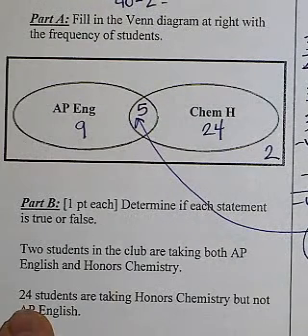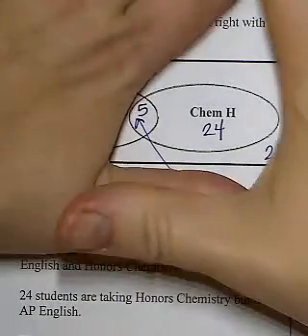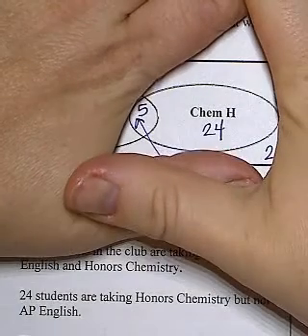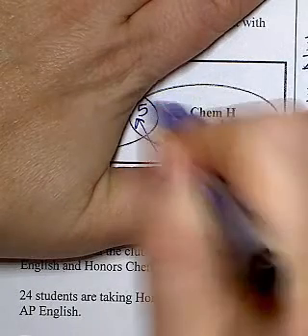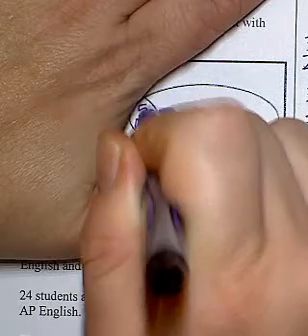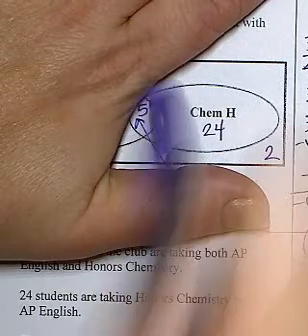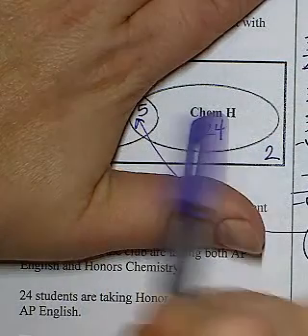24 students are in chemistry but not English. So I'm looking at chemistry. Now what do those 2 numbers represent? Well, 5 and 24 means they're both in chemistry, but these students only take chemistry and these students take chemistry and English. So the statement said 24 students are in chemistry but not English. That is true.